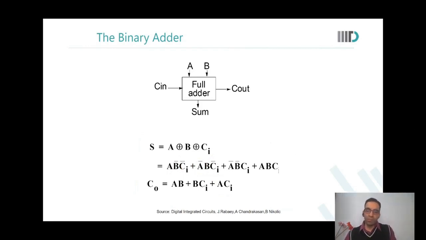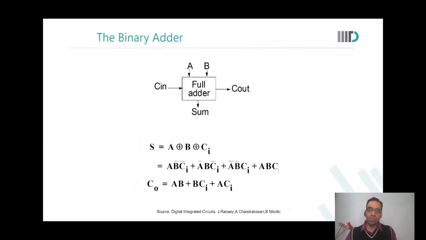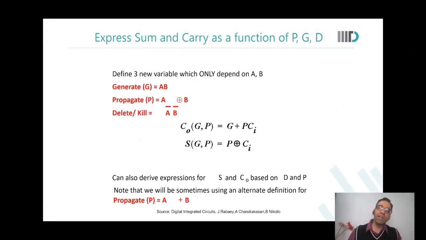So we say, okay, there was this information of delete, propagate, and generate. At least that much I can use for generating carry out. So we express sum and carry as a function of propagate, generate, and delete only. Carry out can be represented as G plus P CI. If propagate is 1, then whatever is the CI comes on there, or carry is generated. Either carry is generated or carry is propagated, and therefore CI becomes C out.